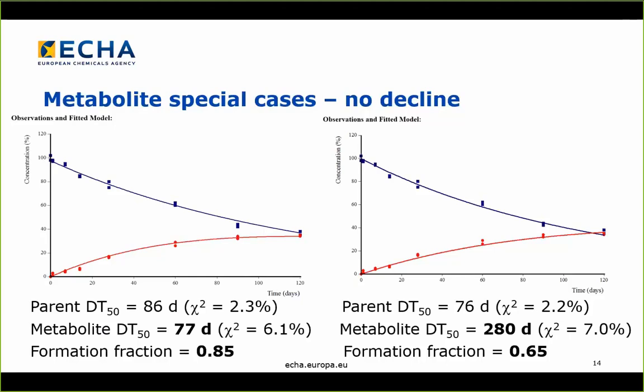One of the reasons that happens is because metabolite DT50 and formation fraction often are very highly correlated. And I think we talked this morning about when you have those parameters that are highly correlated, small changes in one parameter within the fitting software can be compensated for by changes in the other parameter. So in this case, a small change in formation fraction, for example, from 0.85 to 0.65, is compensated for by quite big changes in the metabolite degradation rate. Okay.